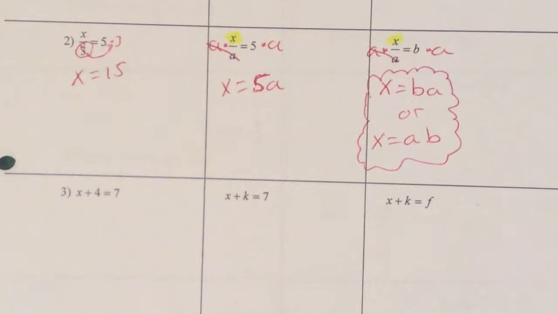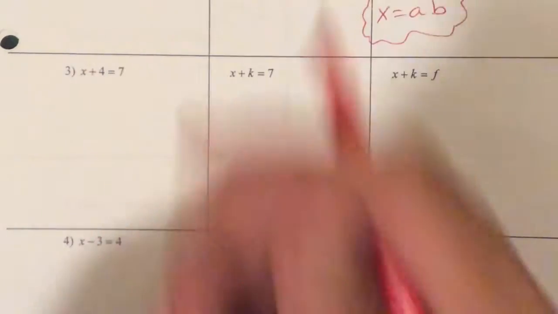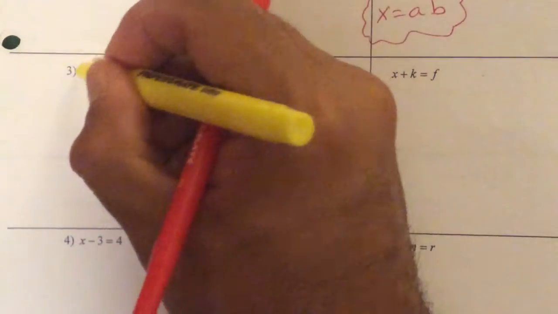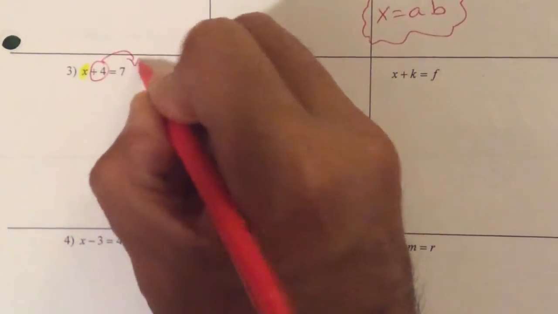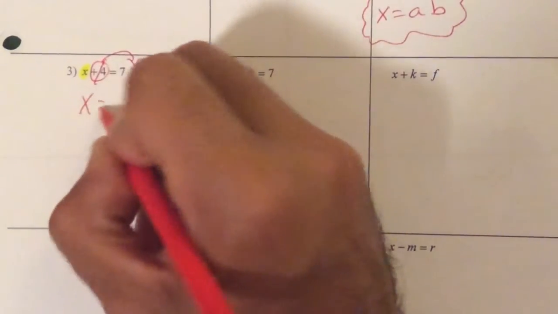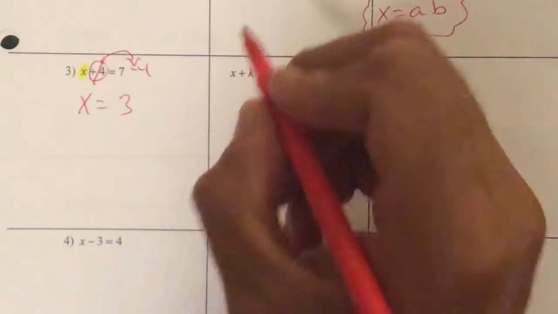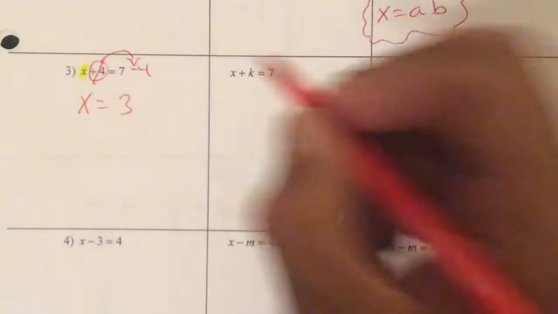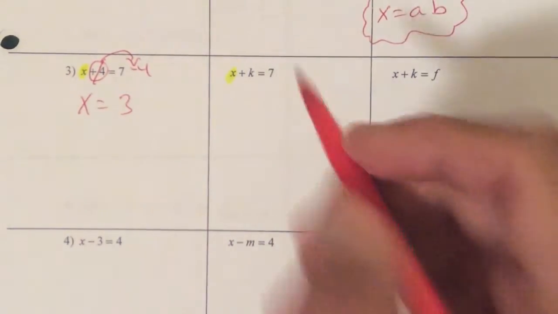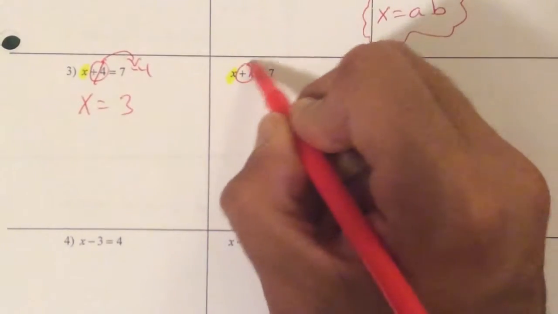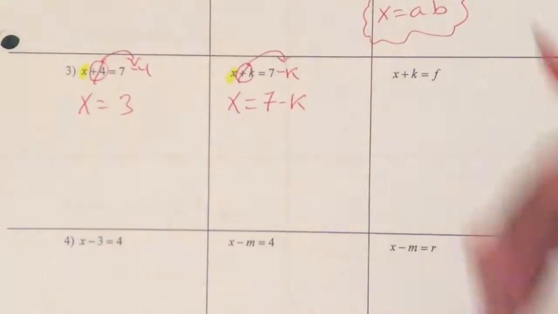Now, the next set of problems. If you notice, we are adding 4 and we're still solving for x. So the opposite of adding 4 is to subtract 4. So x equals 7 minus 4, which is 3. Now, what if we didn't have a 4? What if we had a k, but we're still solving for x? Does it change anything? No. We still have to move the plus k to the other side, so that becomes a minus k. So x equals 7 minus k.